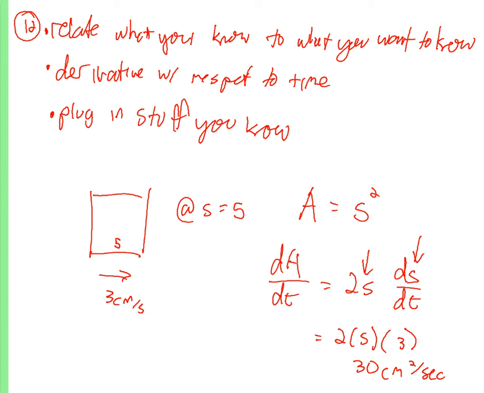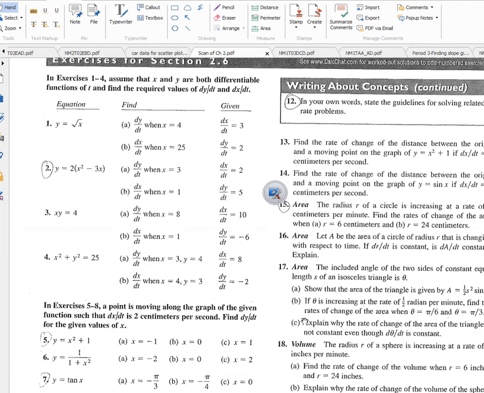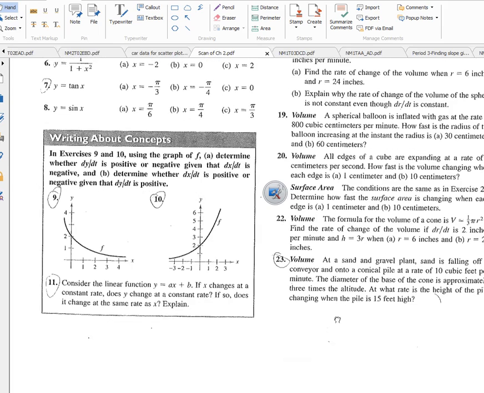Okay. Next was 27. 16, 21, what is that?